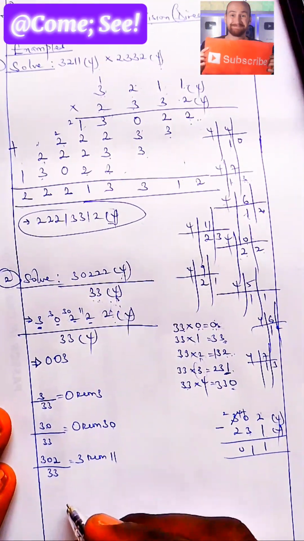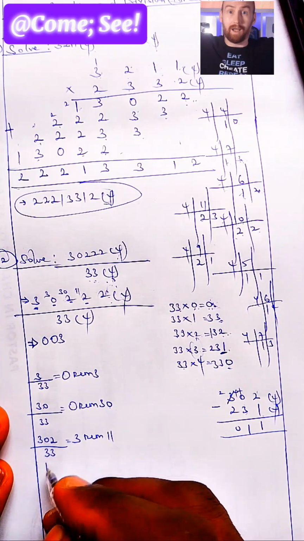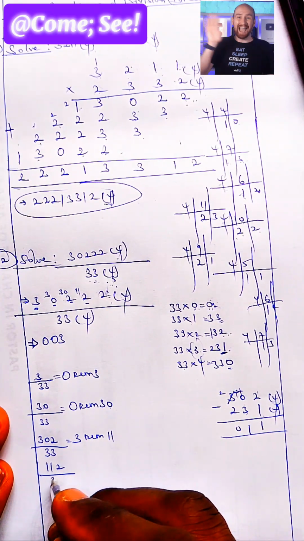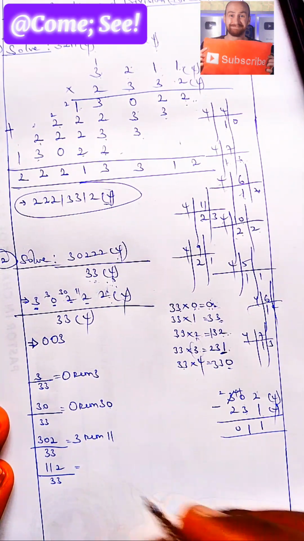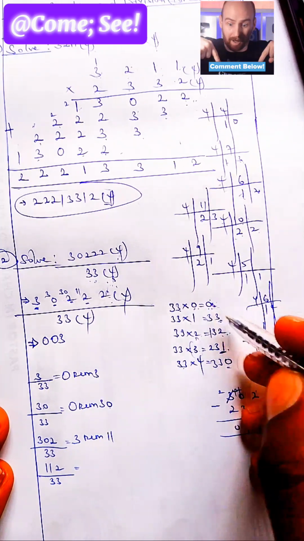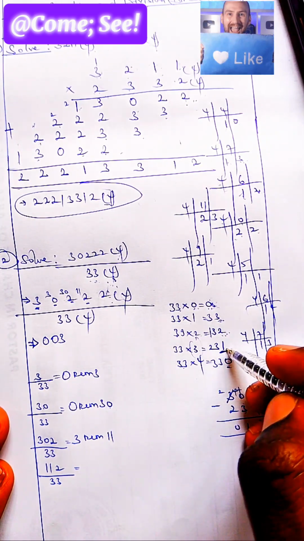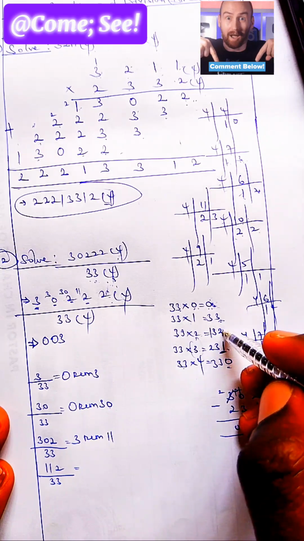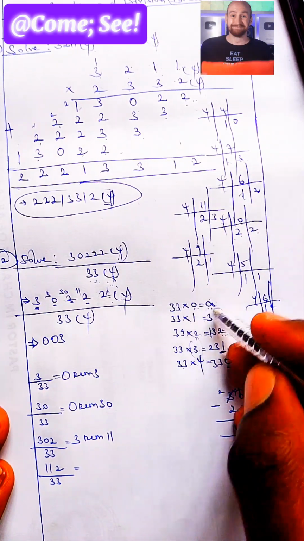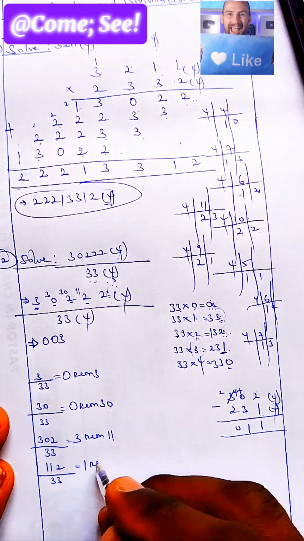The next one we have is 112 divided by 33. They're all in base 4, don't forget. So look for 112. 112 is not up to it. 112 is not up to it. 112 is bigger than 112. So you stop here. You go back. Your answer is 1.